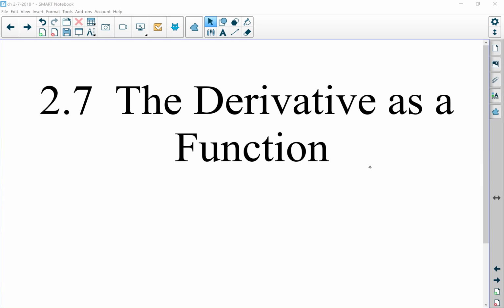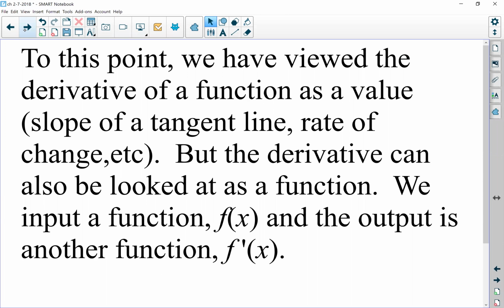All right, today we're going to talk about the derivative as a function. So really not a lot of new information for this lesson, but a good review of derivatives in general. So to this point, we have viewed the derivative of a function as a value. Could be the slope of a tangent line, could be an instantaneous rate of change. But the derivative can also be looked at as a function.